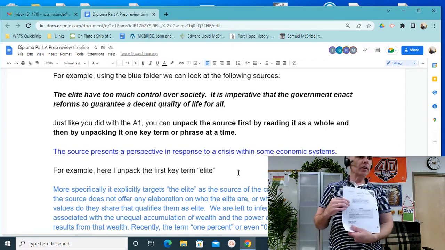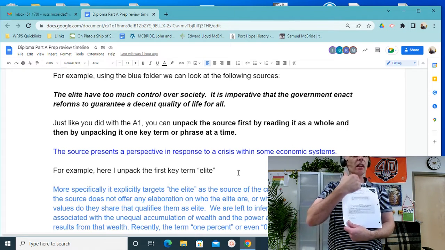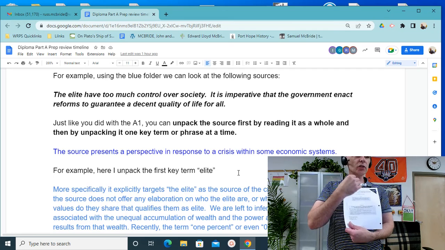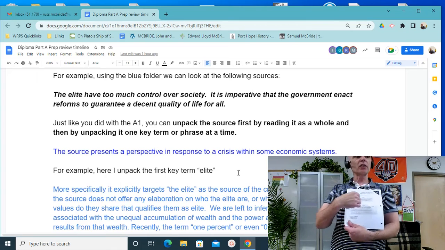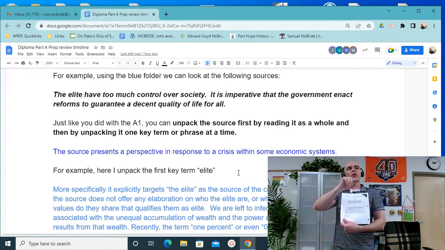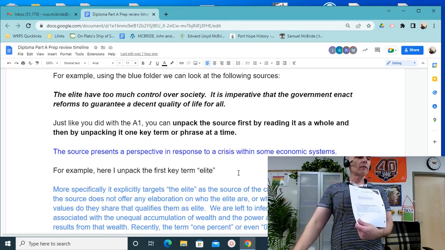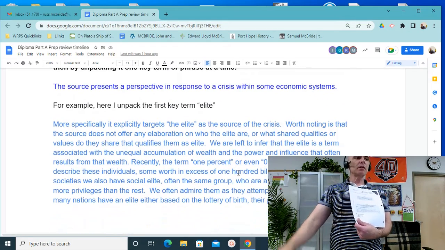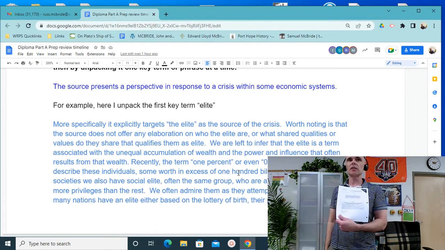So just like we did with the A1, we can unpack the source first by reading it as a whole, then unpacking it key term or key phrase at a time. The source presents a perspective in response to a crisis within some economic systems. I know it's economic because I read through it. And it talks about a decent quality of life for all, and I'm inferring that they mean an economic life. And then I unpack it even more. So my first sentence might be, the source presents a perspective in response to a crisis within some economic systems.